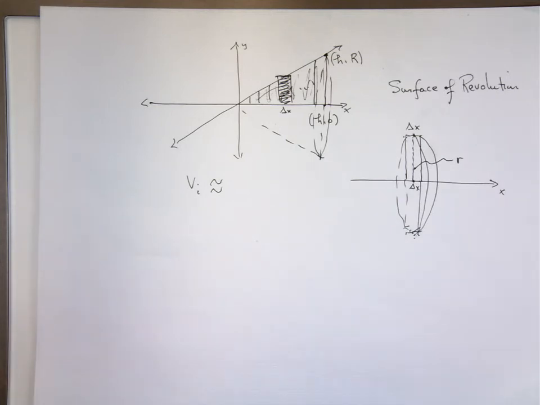This is delta x. As we whip this thing around, we get this cylinder. It looks like a tuna can. You know, a can of tuna? This is exactly what it looks like. And the height of the can of tuna is this here.